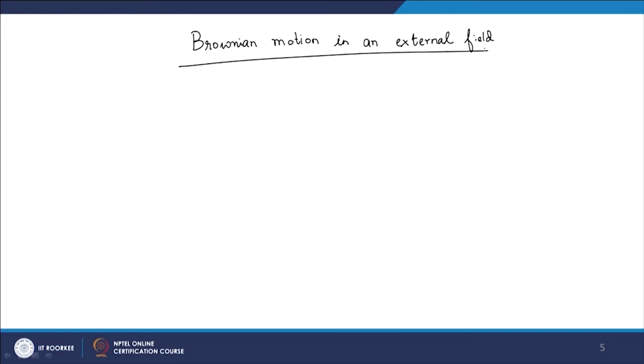So, let us first talk about the Brownian motion in an external field, and let us say for the time being take the same problem that we started with, a free particle that is undergoing a Brownian motion.